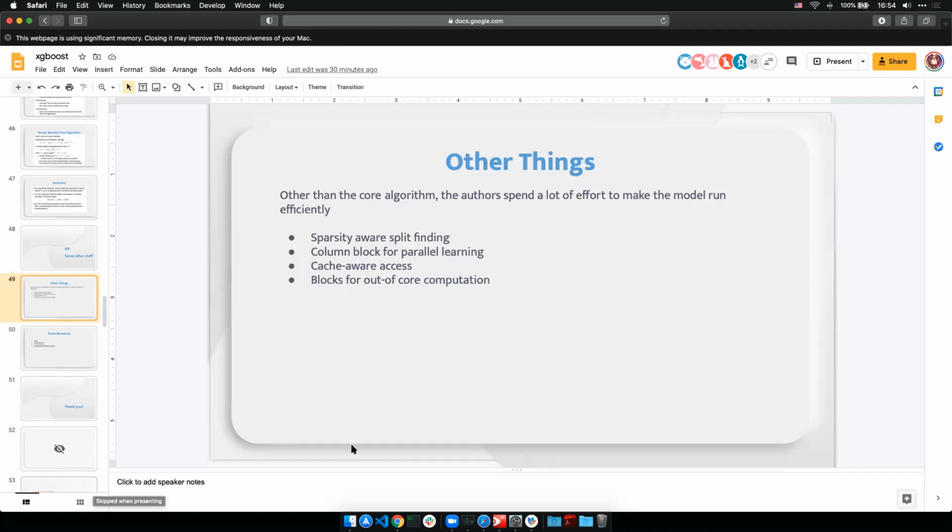So these are the things that the author also proposed, but these are more on the hardware acceleration part, which I don't think will be very interesting to talk about here. And frankly, I don't understand them in a very good depth. So if you are curious, please refer to the original paper.